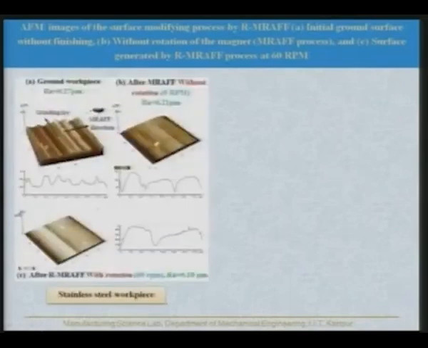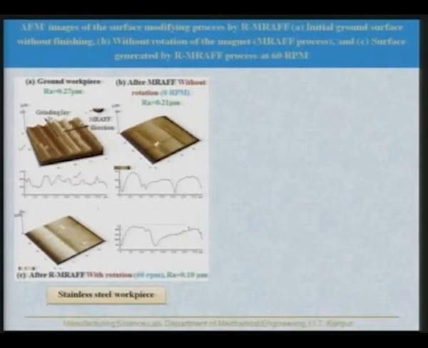Now, let us see some of the atomic force micrograph images of the surfaces modified by the RMRAF process. You can see here the ground workpiece surface where the Ra value was 0.27 micrometer, and this indicates the grinding lay, and normal to this was the MRAF direction or MRAF finishing lay. And this is the surf analyzer graph.